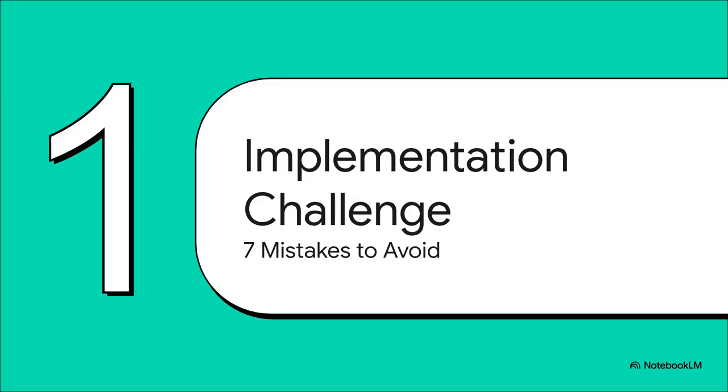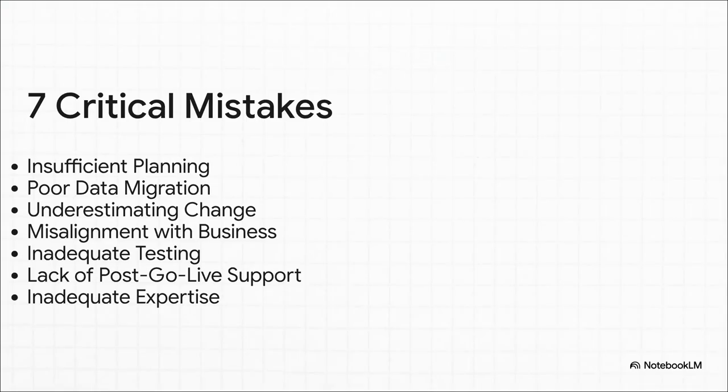So, before we can even talk about what success looks like, we have to get real about the potential for failure. We're going to start by looking the implementation challenge right in the eye and focus on 7 critical mistakes that teams make over and over again. And here they are. These are the 7 big ones. You've got technical issues like messy data migration, and you've got people problems like underestimating just how hard change can be. These are the hurdles you've got to clear.